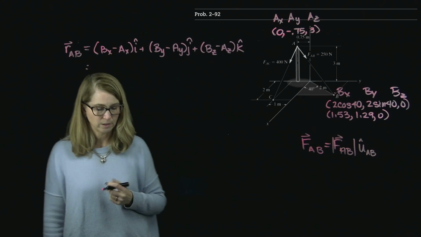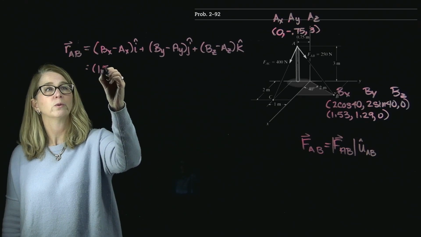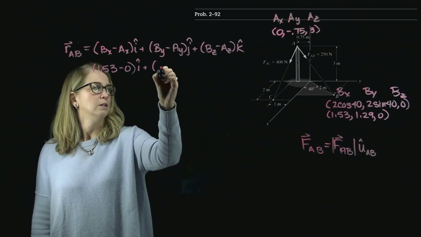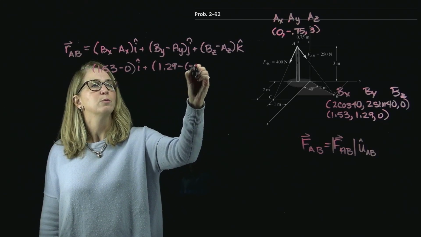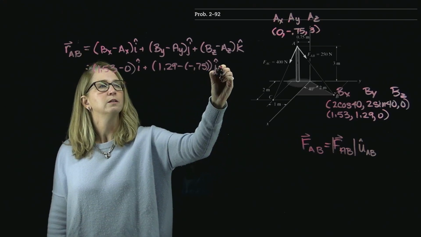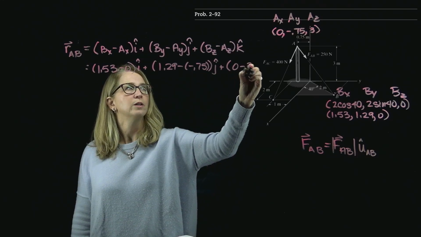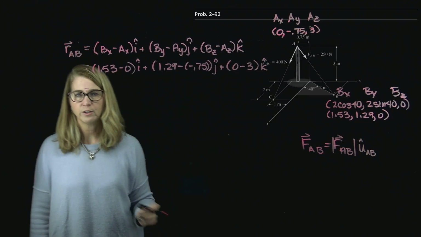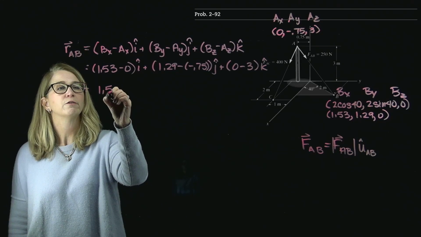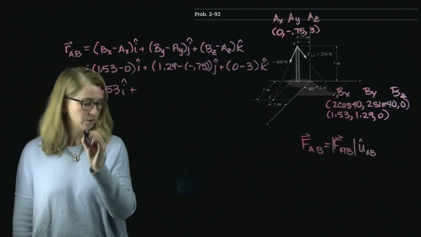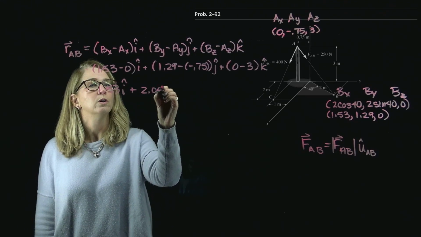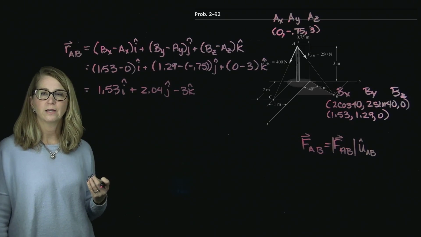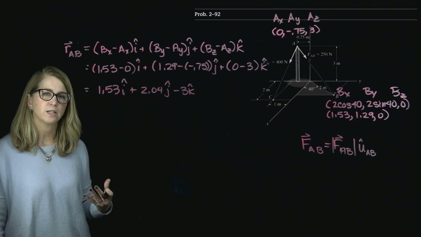And now we have those coordinates, and it's so easy, we really are just plugging and chugging. So we've got 1.53 minus 0 for the x coordinate. We've got 1.29 minus negative 0.75 for the y component. And for the z component, we have 0 minus 3. So our position vector that goes from A to B is 1.53i plus 2.04j minus 3k. Okay, and what I had said at the beginning, we can just pause for a moment and check and see if this makes sense.